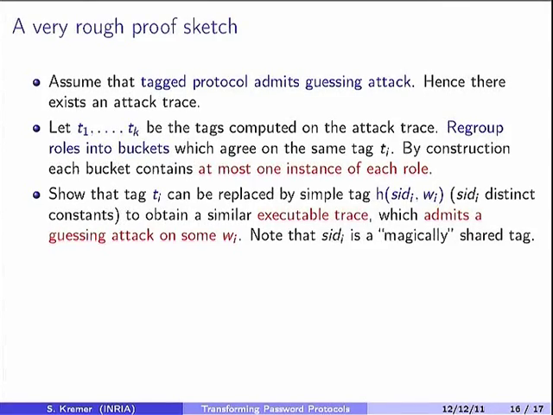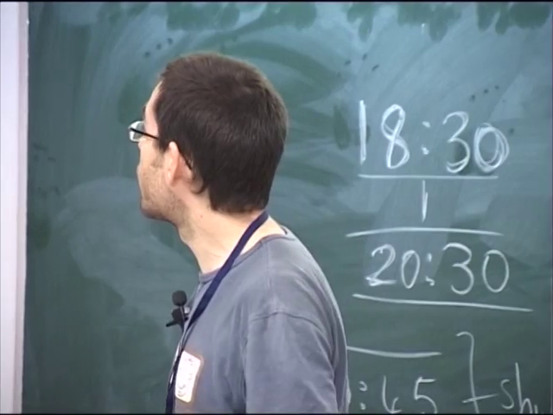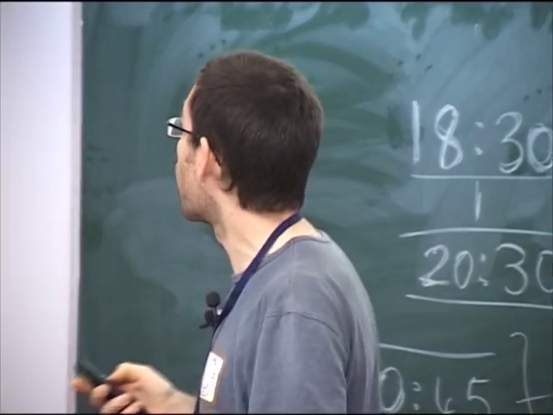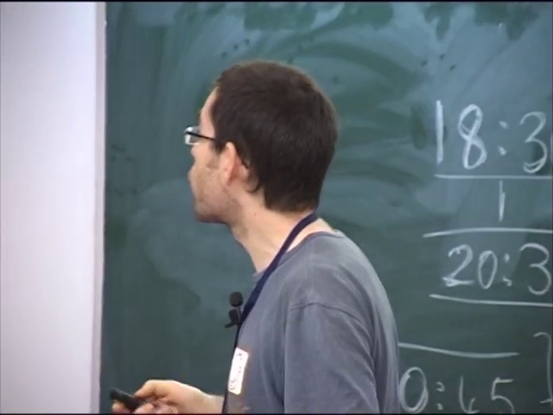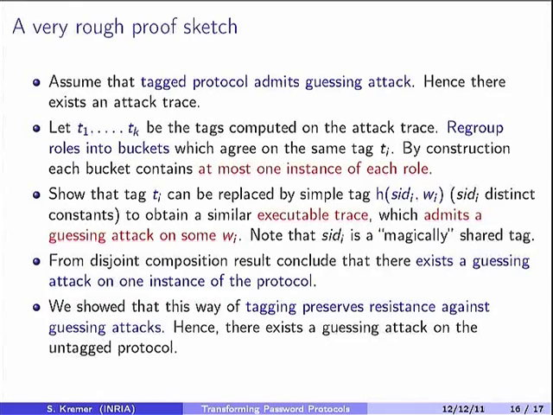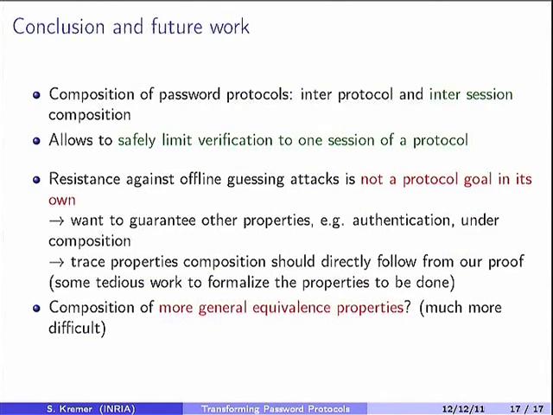And then I can use my disjoint composition result. As I replace it with a fresh WI and just some constant, I can use the result on disjoint composition for protocols to conclude that there must be some guessing attack on one individual protocol. Lastly, I have shown that adding tags does not add any guessing attacks, so there must have been a guessing attack on the initial protocol, giving me the contradiction that I wanted.